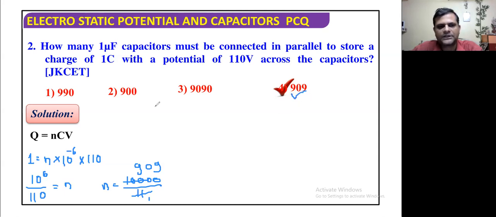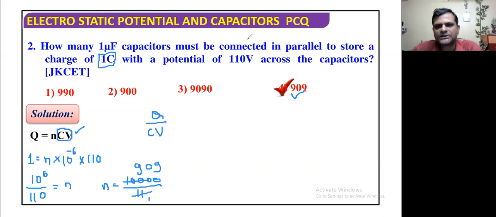909 in this way. See here, the C into V is going to be the charge on one capacitor actually, and since we want the charge of 1 coulomb to store here, so the total number of capacitors required can be just obtained by the total charge we want to store upon the total charge that one capacitor can store simply.